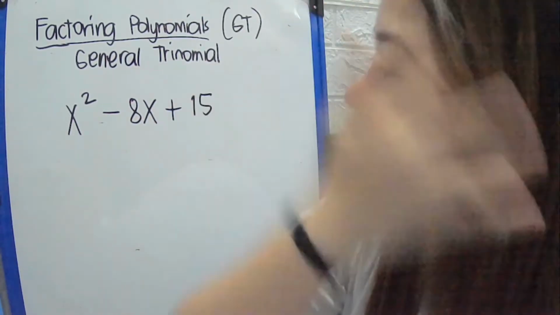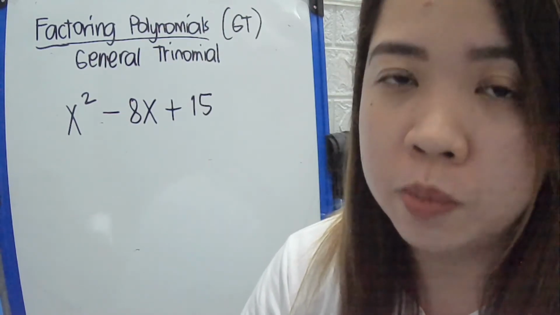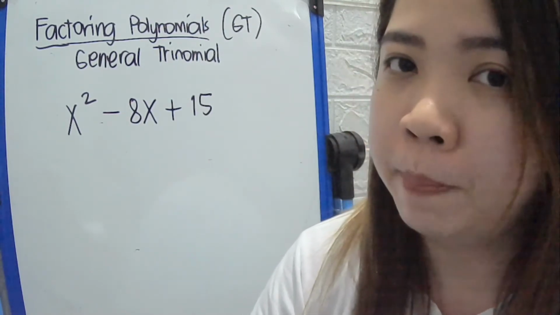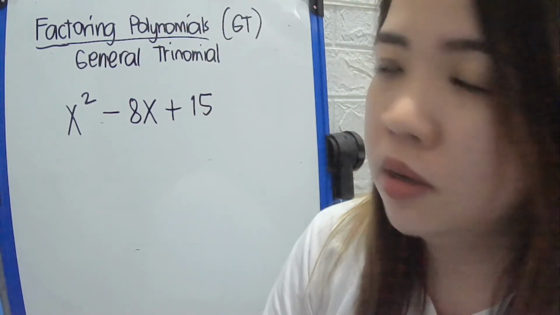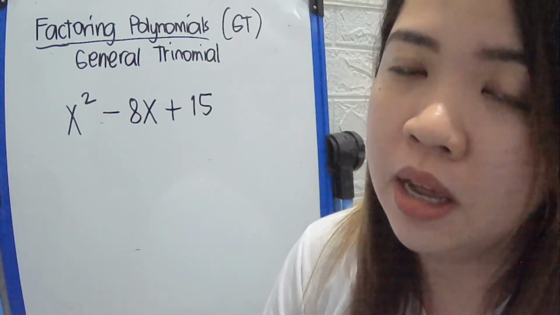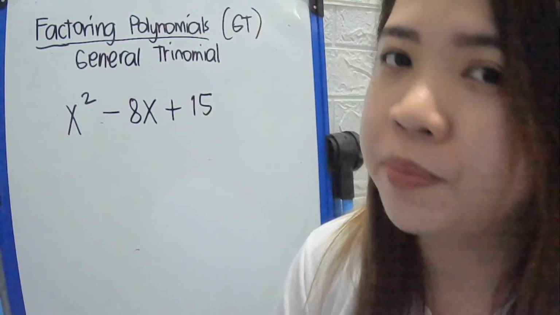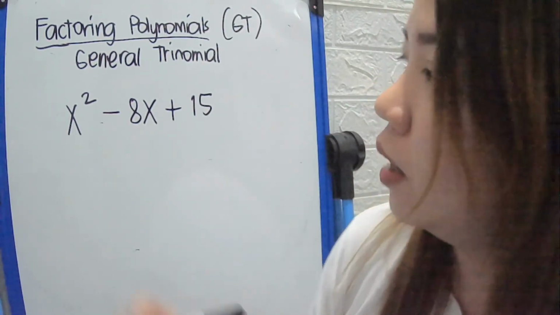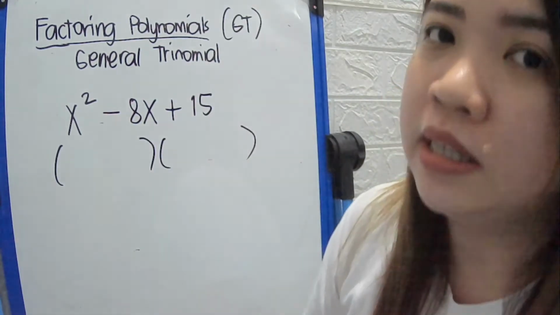So, tingnan natin. Si x squared, perfect square yan, kasi ang exponent niya ay multiple ni 2. Pero kung titingnan nyo si last term, wala siyang square root. Kaya iba yung process na gagawin natin. So ito, tinatawag na general trinomial. Okay, so unang step na gagawin, maglagay ng pairs of parentheses.